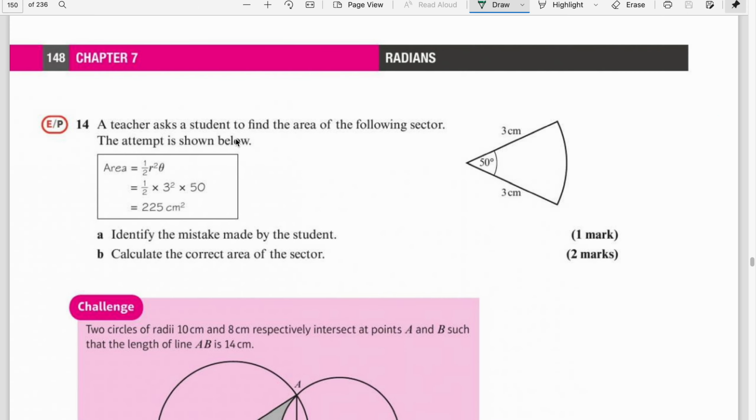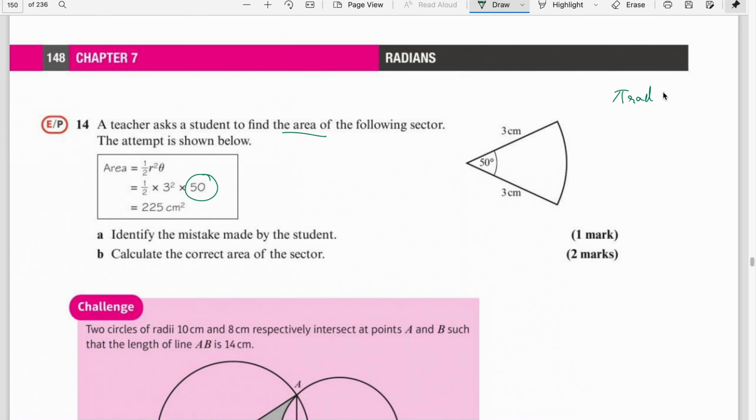A teacher asks a student to find the area of the following sector. The attempt is shown below. Identify the mistakes he made. So this is 1 by 2 r square theta. 1 by 2 is there, r square theta. Radius is 3, that's correct. This is the mistake. Angle is actually in degrees. You should have converted it into radians. And how do you do that?